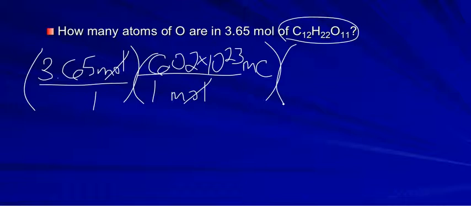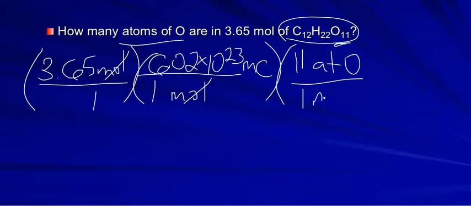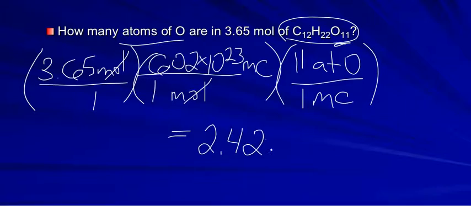How many atoms of oxygen are there? Well, in this compound, there are 11 atoms of oxygen in 1 molecule. I don't want the total number of atoms, just oxygen. So when I multiply across, I get 2.42 × 10^25 atoms of oxygen.